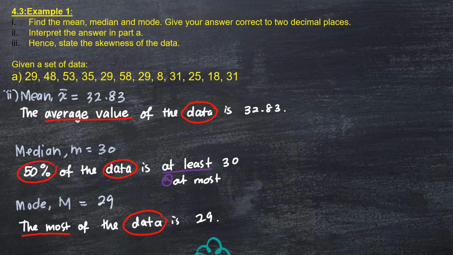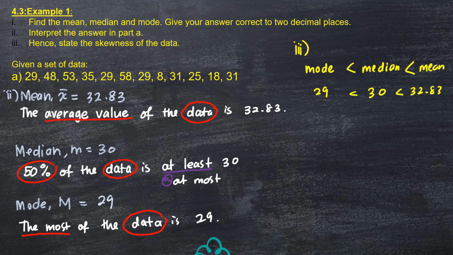Okay, straight away we can answer question part 3, to state the skewness of the data. To state the skewness of the data, we look at the values that we have. We have our mode less than our median, less than our mean, whose corresponding values are 29, 30, 32.83, right? So from here, we can conclude that the data is positively skewed. So that's how you answer your question.